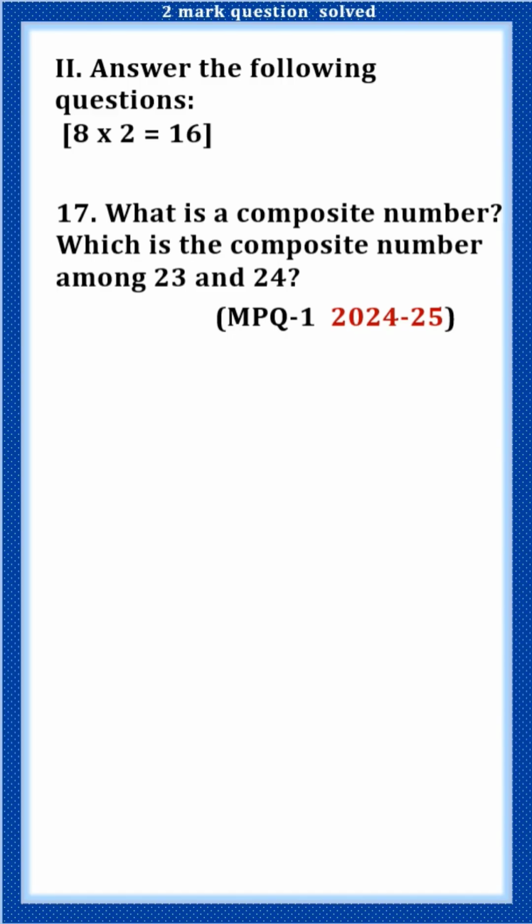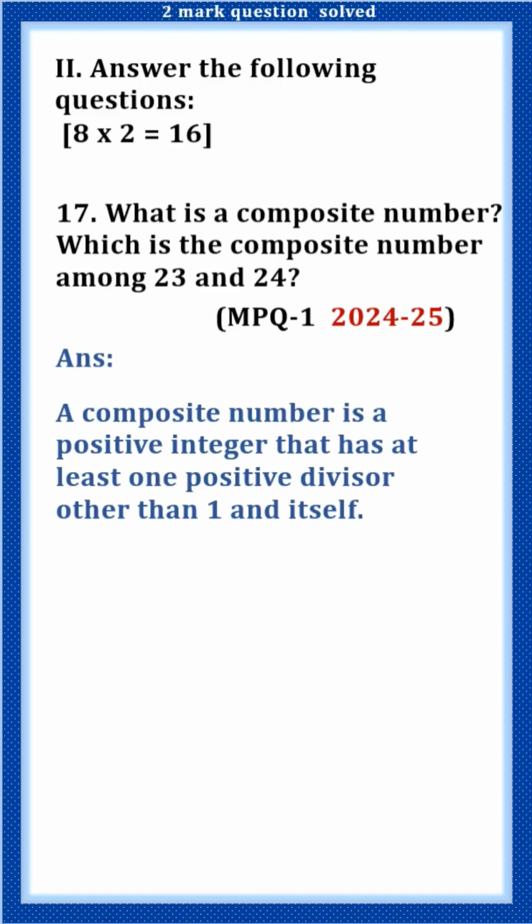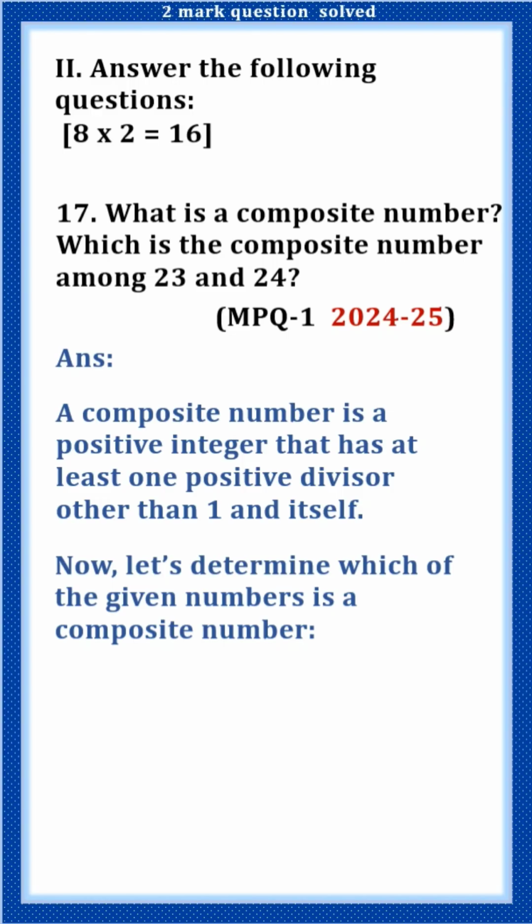What is a composite number? A composite number is a positive integer that has at least one positive divisor other than 1 and itself. Now let us determine which of the given numbers is a composite number among 23 and 24. You can already answer: the composite number is 24, because 23 has only 2 factors, 1 and itself, that is 23. Okay, now let us write.